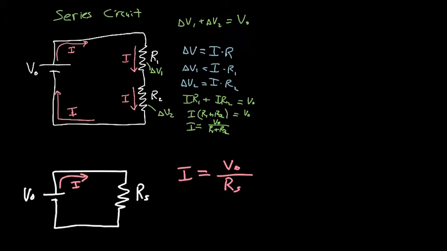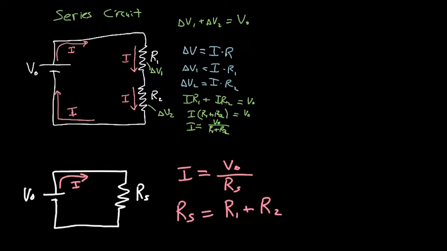Now I can compare these two equations and see pretty quickly what RS is going to represent here. So I have V naught up top, V naught up top. In the bottom here I had R1 plus R2. In the bottom here I have RS. Now you could actually do the algebra here and set the two currents equal to each other, but I think we can see pretty easily that our equivalent resistance, RS, has to be equal to R1 plus R2.